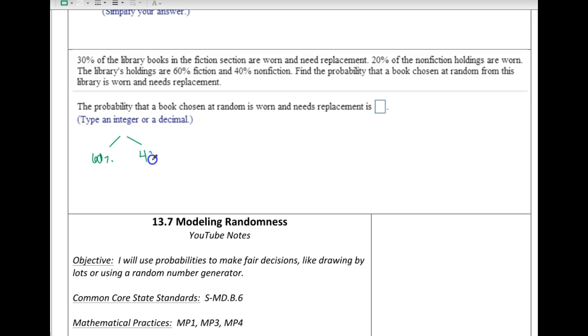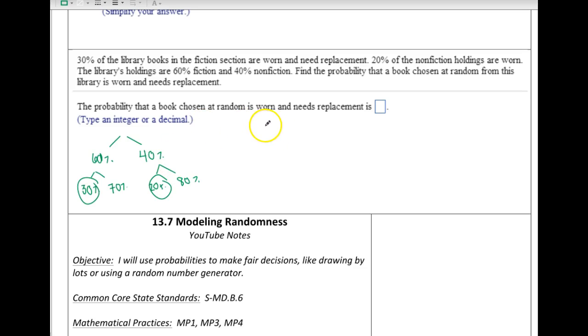and 40% of them are nonfiction. Within the fiction section, 30% of them are worn and need replacement. That means 70% of them do not. But that's within this 60%. Within the 40% of nonfiction, it says that 20% of them are worn and need replacement. That means that 80% are not. So we want to know the probability of a book being chosen at random from this pile or this pile.